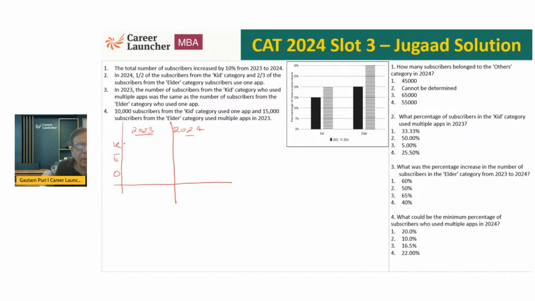What is the percentage of kids in 2023? As subscribers, 15%, and 20% in 24. So this is 15% and this is 20%. Elders is 20% and 30%. Since the total has to be 100%, that means others in 2023 should be 65%, and in 24, others should be 100 minus 50, so 50%.